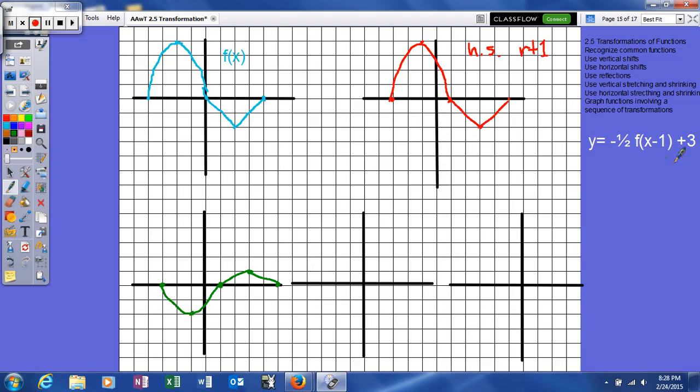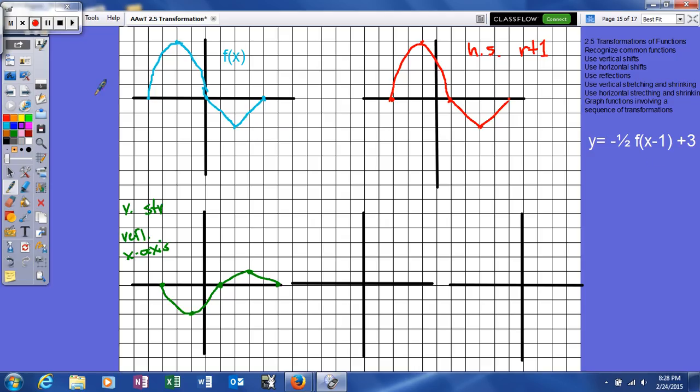And then the last thing we need to deal with is this little positive 3 here. So that did two things. It's our vertical shrink, or stretch, rather. And then we reflected about the x-axis. So that a had two effects on our graph. Sorry, I was going to do this in two steps, but I'm just going to do it in three now.